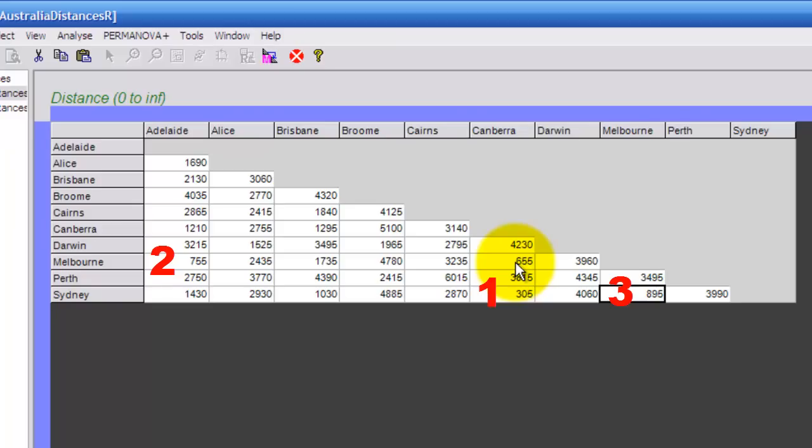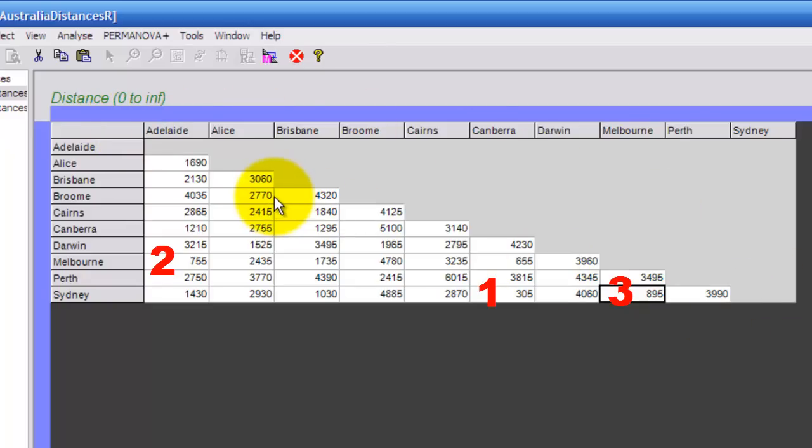Now, in doing that, we lose some information, obviously. Canberra and Sydney are 300 k's apart. Melbourne and Adelaide are 750. And Sydney and Melbourne are 895. If we rank those 1, 2 and 3, we're essentially saying they are equally distantly apart, which is not correct. We're losing some fine detail in there.